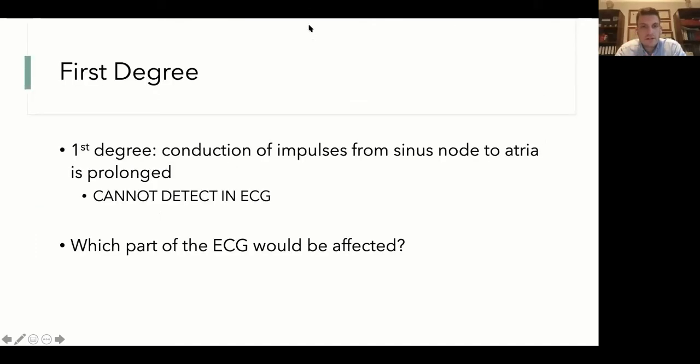We will separate it into degrees, and keep in mind that the smaller the degree, the less severe. The highest degree, the more severe, okay? Now, the first degree SA block is when the conduction of the impulses from the sinus node to the atria is slightly prolonged, but so little that you cannot actually detect it on an ECG, okay? Does this make sense? So it exists as an entity and we care about it because this usually progresses to second degree and third degree, okay?